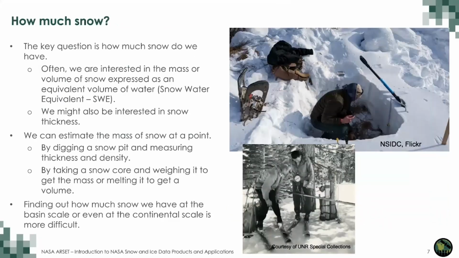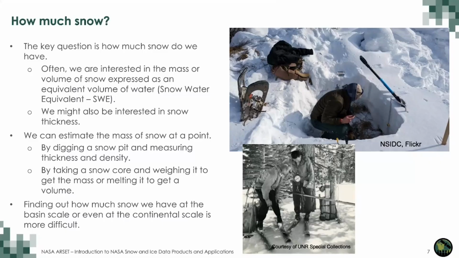So the question we're asking as water resource engineers and hydrologists is, how much snow is there in a basin? And I'm going to focus on snow more than I am ice here. So the question is, what mass of snow do we have in a basin, or what volume of snow do we have in a basin? And often we express that volume of snow in a basin as the equivalent volume of water, which we call snow water equivalent. And you can think of that as how much water do we get if we were to melt down the snow, right?